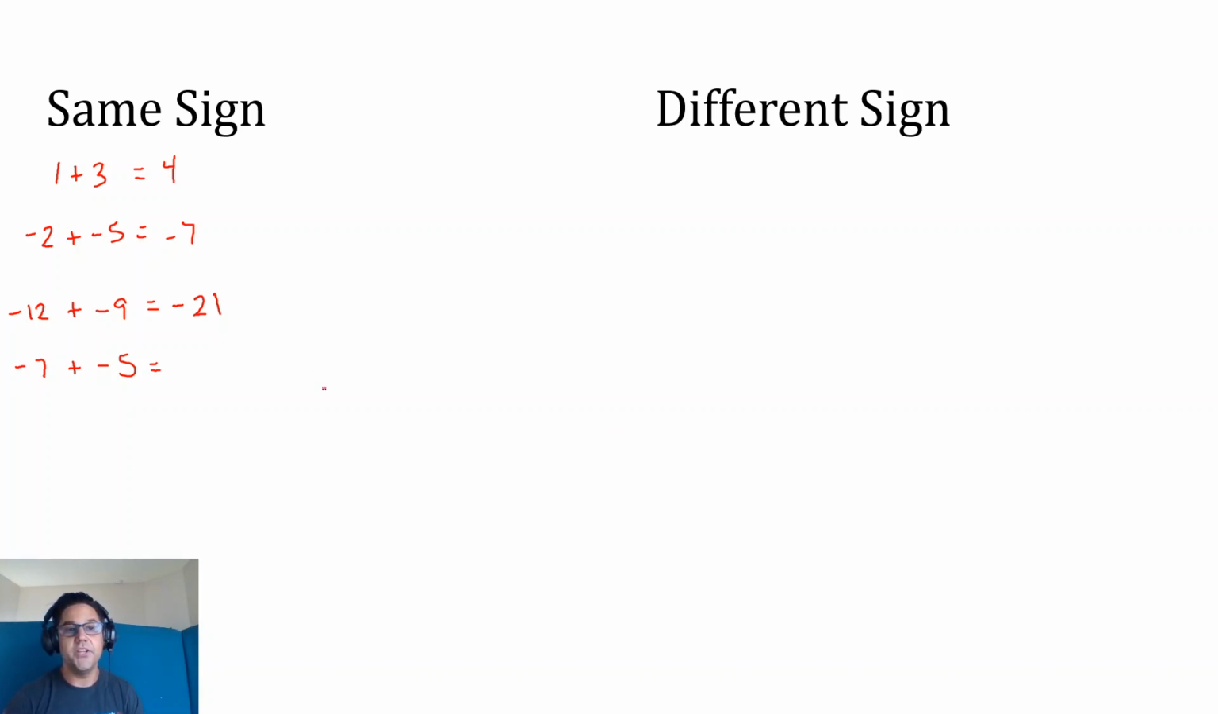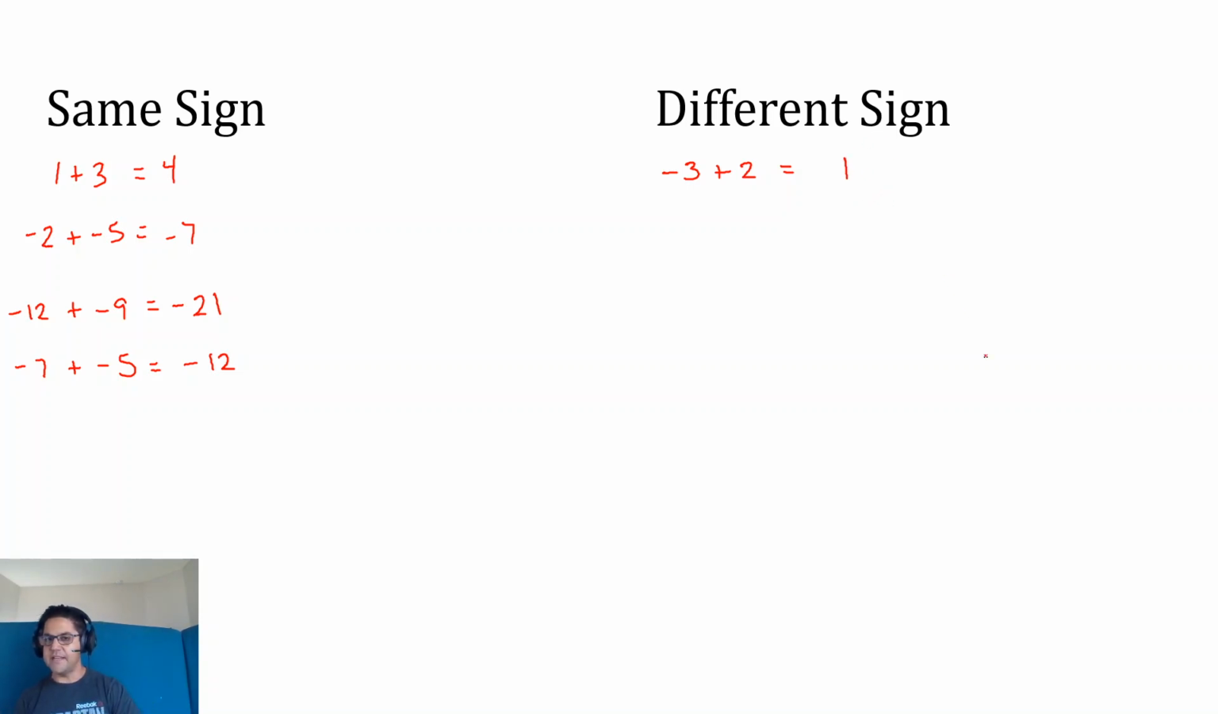So add them together, you get a 12 with a negative sign. All right, different signs. For different signs, remember that means there's one positive and one negative. So it may be presented to you like this, negative 3 plus 2. So the instructions are to subtract. So a 3 and a 2 will subtract to give me a 1.